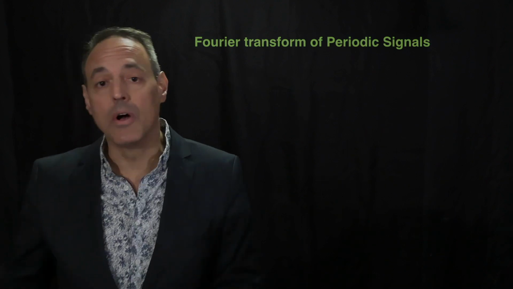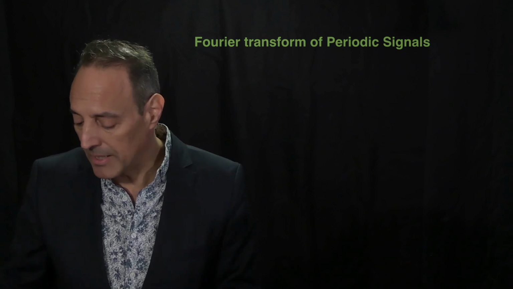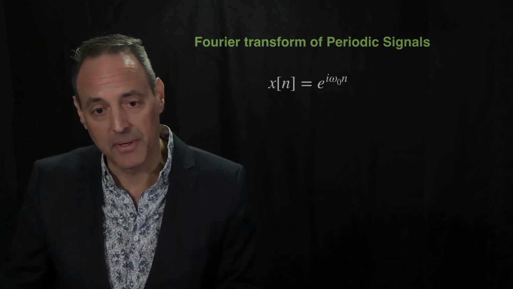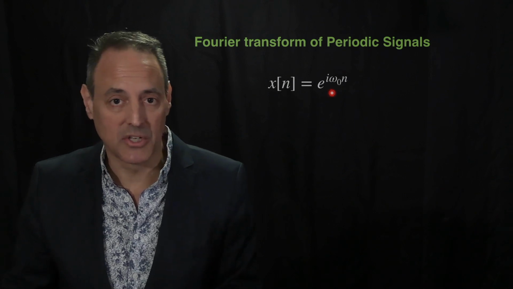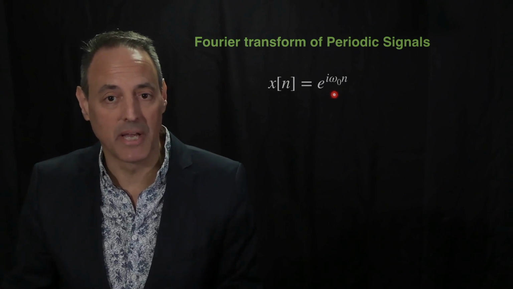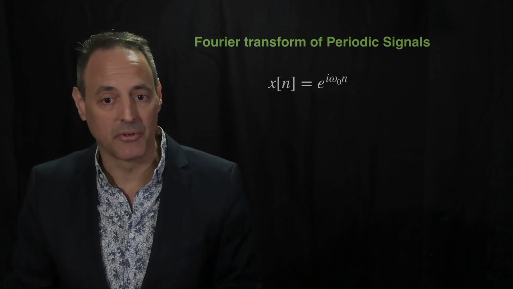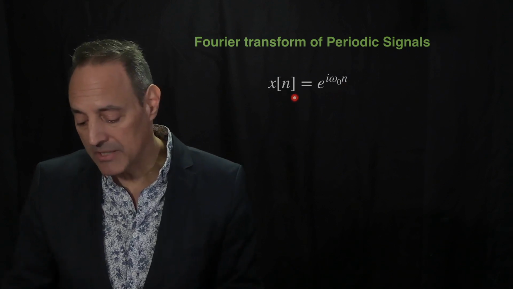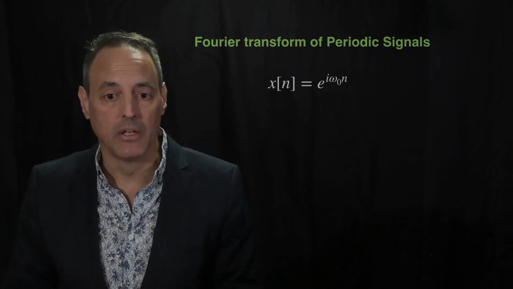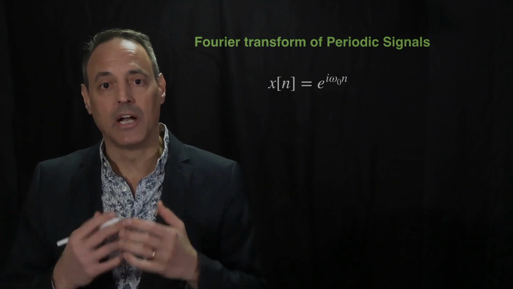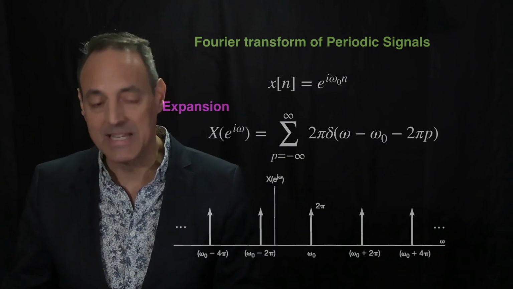All right, let's continue on and start thinking about the Fourier transform of periodic signals. Here I'm going to show you the simplest periodic signal. It's just the complex exponential. This is cosine and sine, so it's cosine omega naught n plus i sine omega naught n. So this is a very simple signal to think about. And you can ask the question, what's the representation of this in the Fourier domain? Well, in the Fourier domain, a cosine or an exponential like this is actually a delta function.